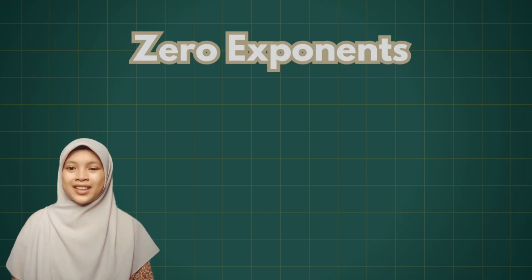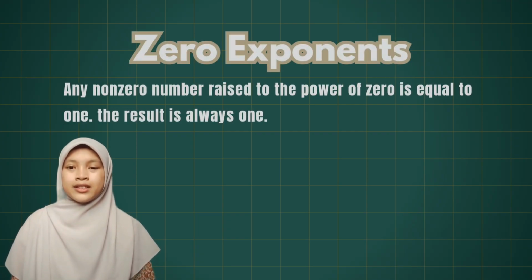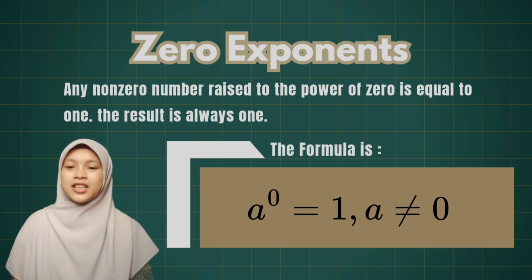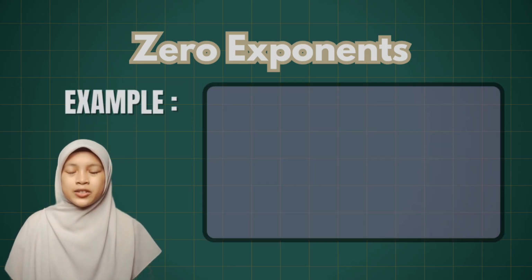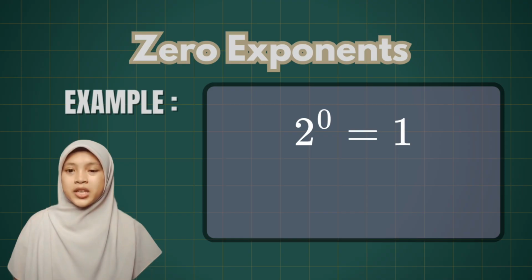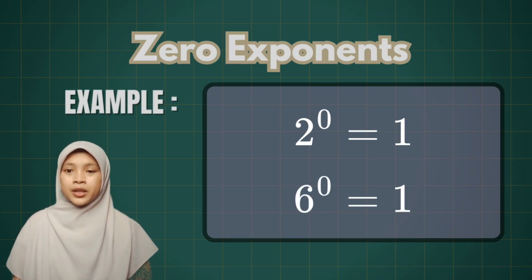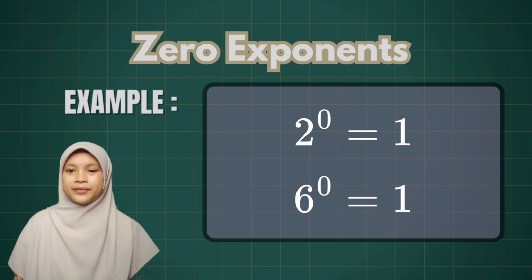The next property is zero exponent. Any non-zero number raised to the power of 0 is equal to 1. The result is always 1. The property can be written as a to the power of 0 equals 1. For example, 2 to the power of 0 equals 1. 6 to the power of 0 equals 1.